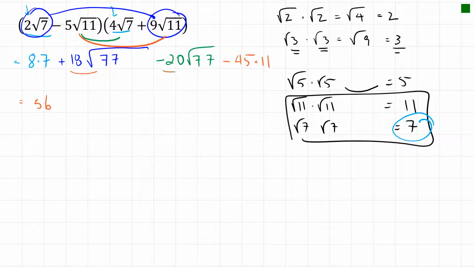And then the next two terms, they're like terms because they both have root 77s. So 18 minus 20 is negative 2 root 77. And 45 times 11 is negative 495. So the two constant terms here can be combined. So that equals 56 minus 495, which is negative 439 minus 2 root 77.